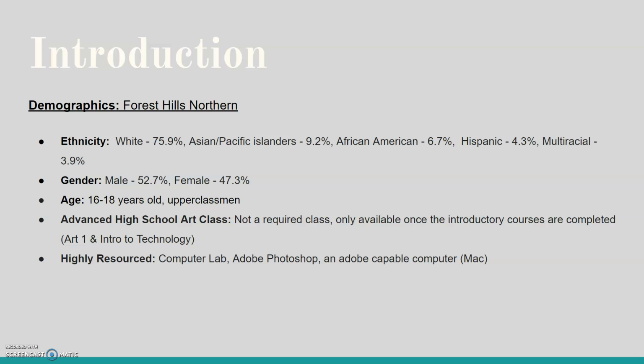It is fairly even in terms of gender, male and female, and I did have to create the conditions. I had to assume, based off of prior knowledge and my own experience, that this would be an advanced art class, so it would be only available to upperclassmen 16 to 18 years old after they had completed the introductory courses of Art 1 and Intro to Technology at the very least. And like I said, this school would be very highly resourced with a computer lab, Adobe Photoshop programs, and an Adobe capable computer, like some kind of Mac.